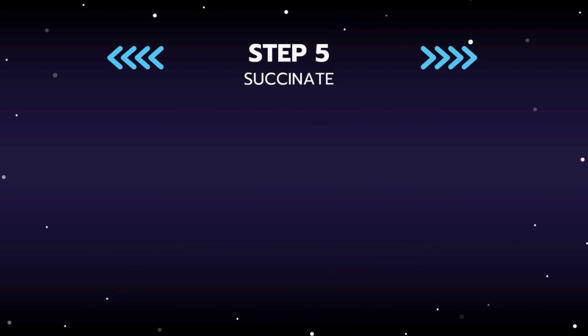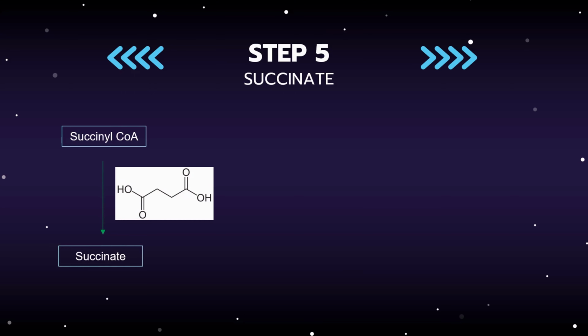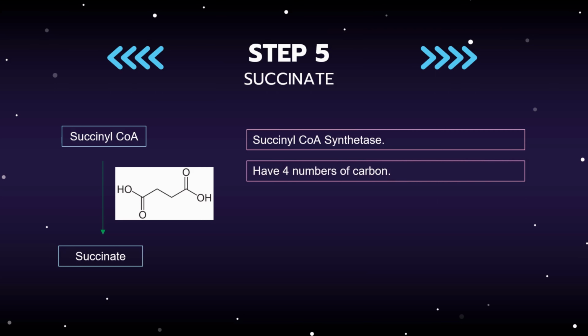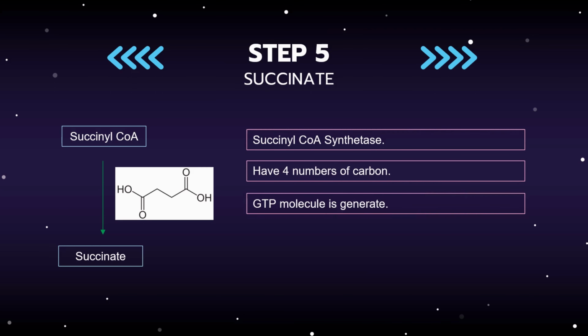Step 5. Succinate. Succinyl coenzyme A is converted to succinate. This reaction is catalyzed by the enzyme succinyl coenzyme A synthetase. Succinate has 4 carbons. In this reaction, a GTP molecule is generated.